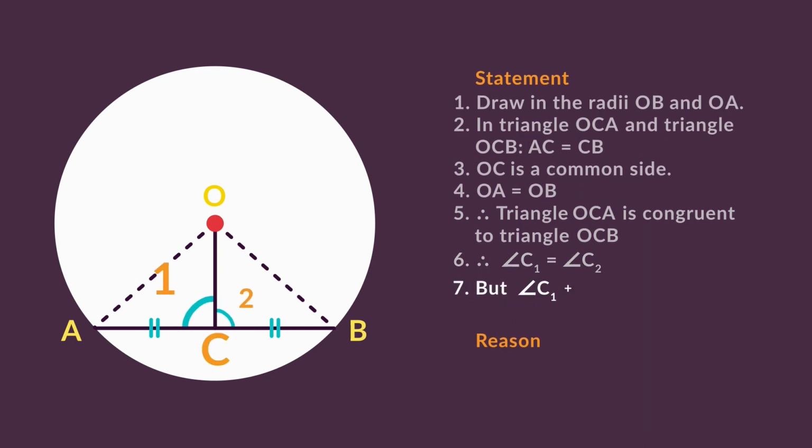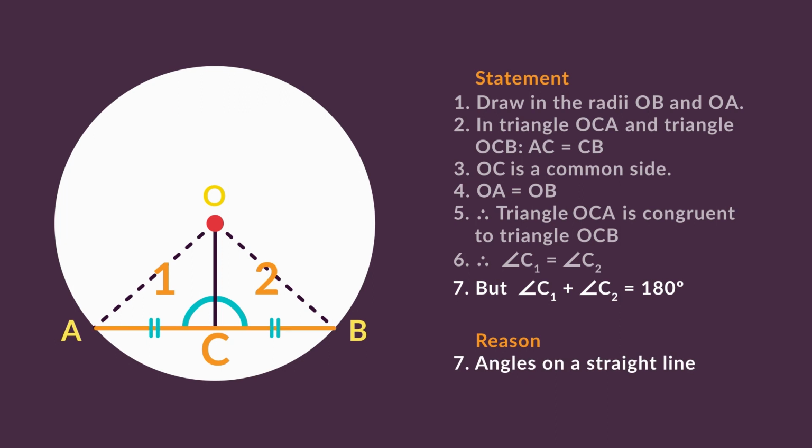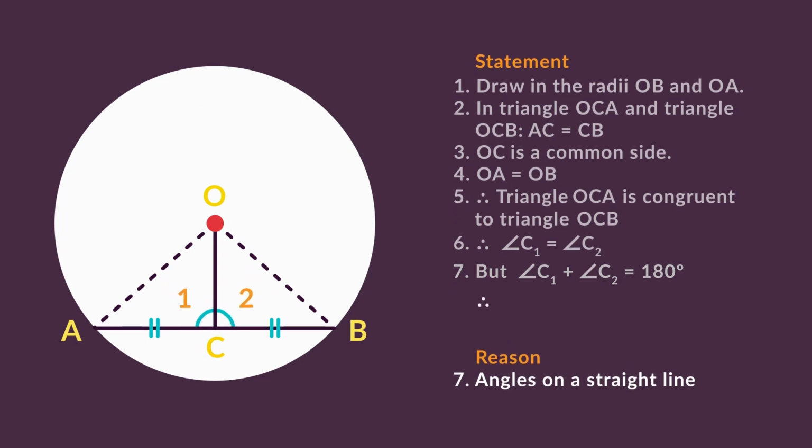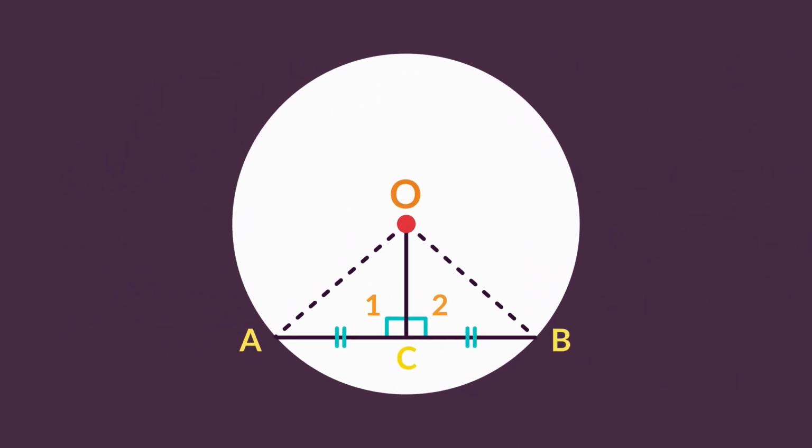But angle C1 and angle C2 are supplementary angles because they lie on a straight line. Therefore, angle C1 and C2 are each equal to 90 degrees. So we have shown that OC is perpendicular to AB.